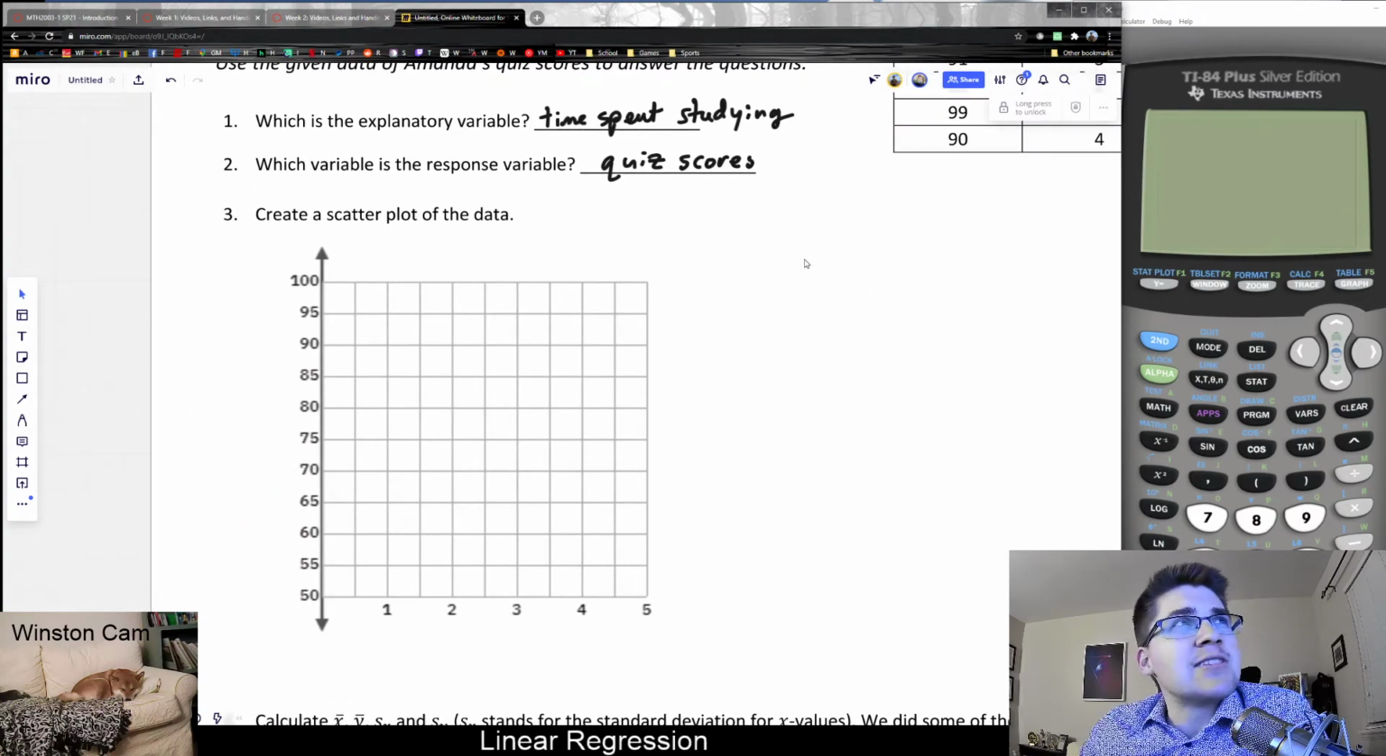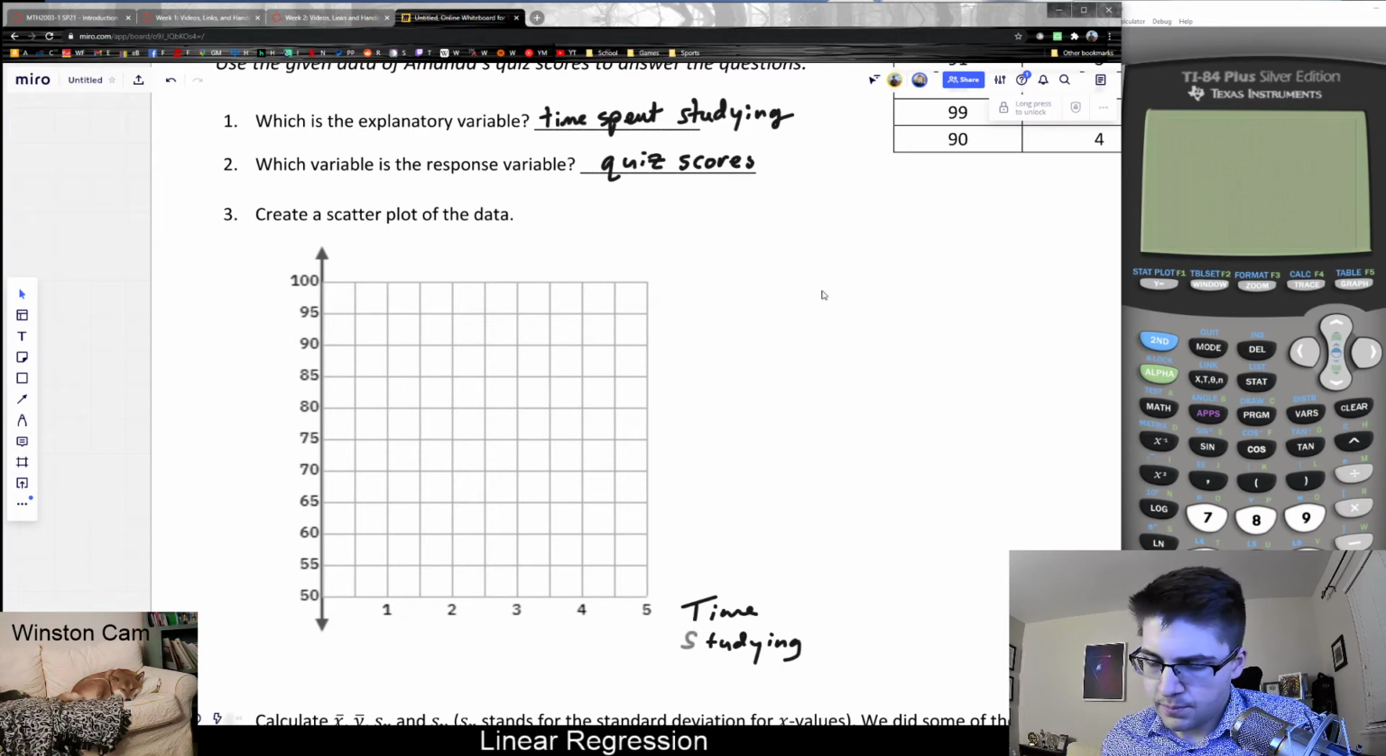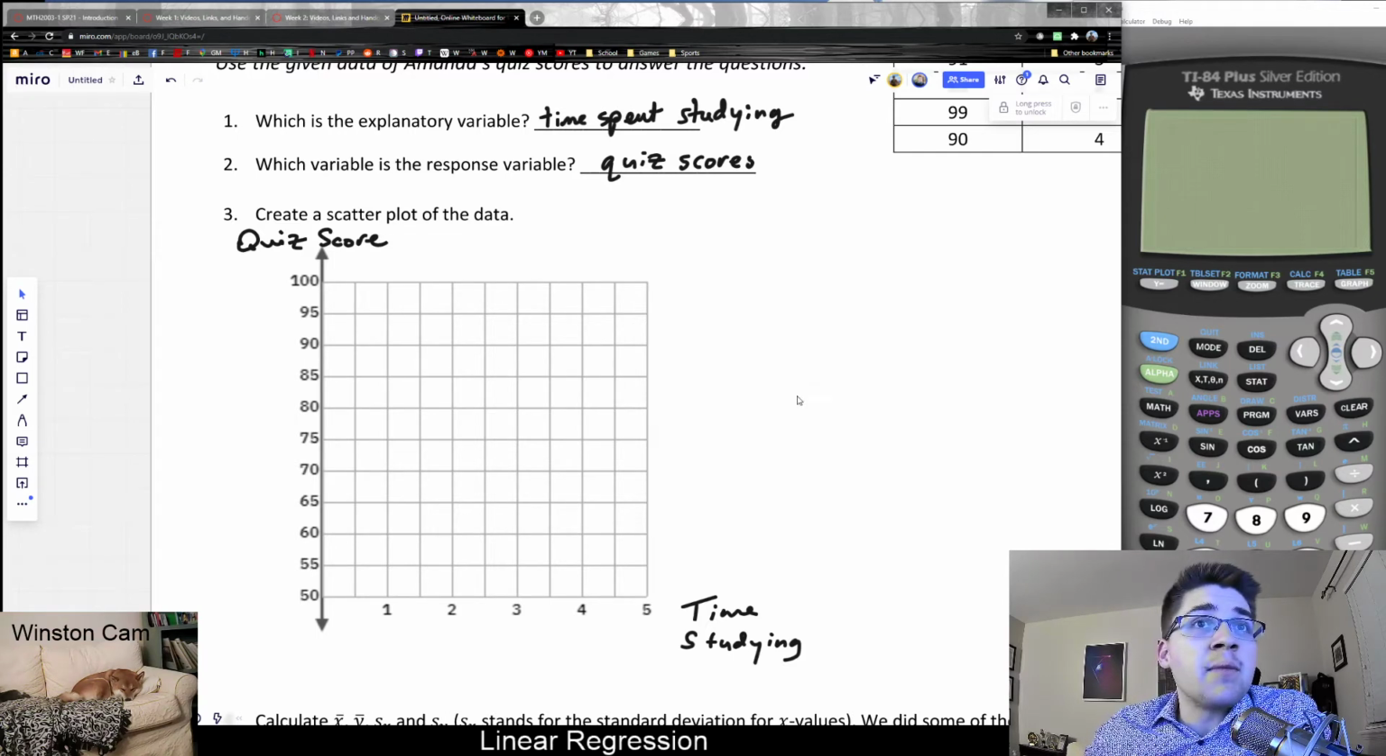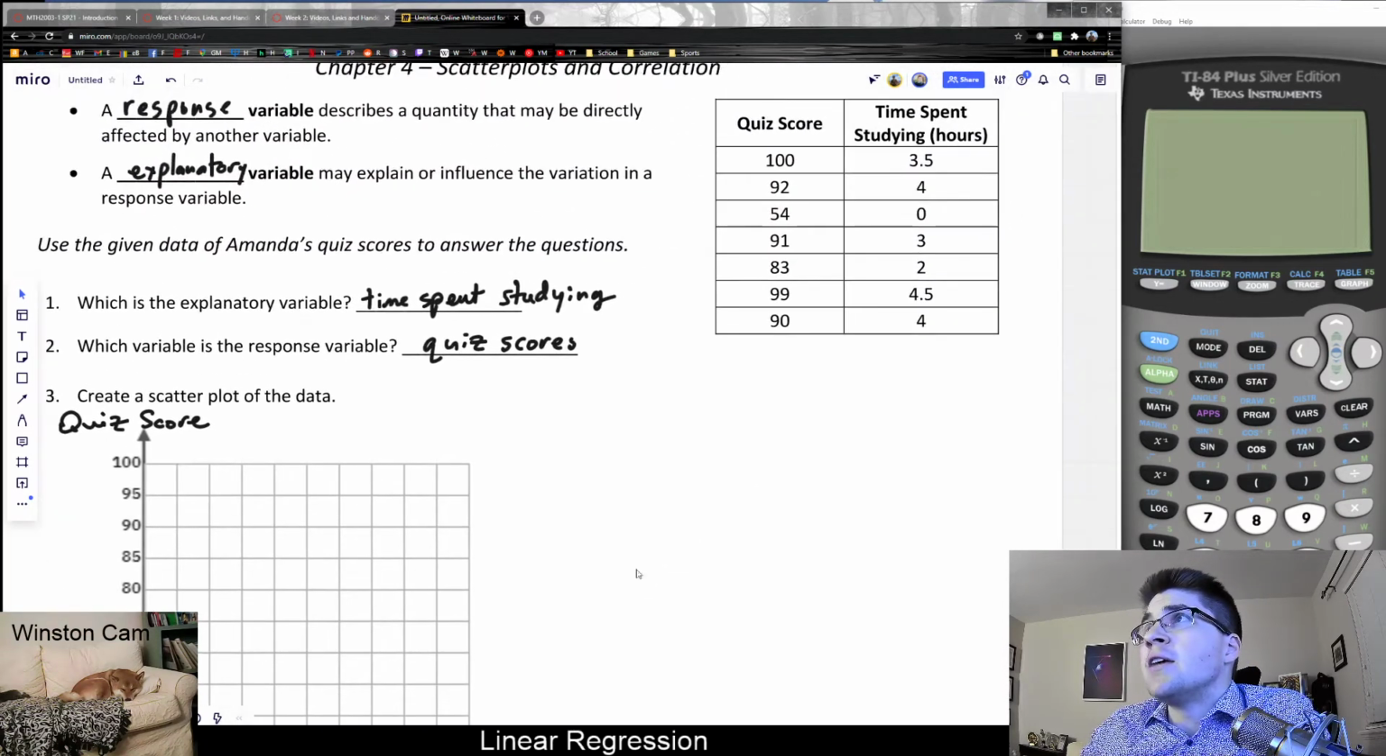And number 3 on our packet says to create a scatter plot of the data. And again, we want to make sure that our explanatory variable is on the x-axis. So this is the time spent studying. And then the y-axis will be her resulting quiz score. So to create a scatter plot, we always are graphing it like an ordered pair, like a point where each data point is considered to be related to each other, and the dot at that coordinate location represents the cause and effect sort of pairing.